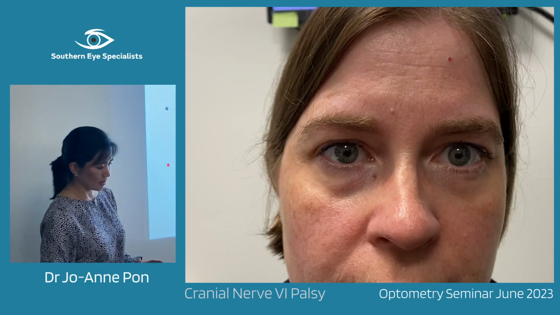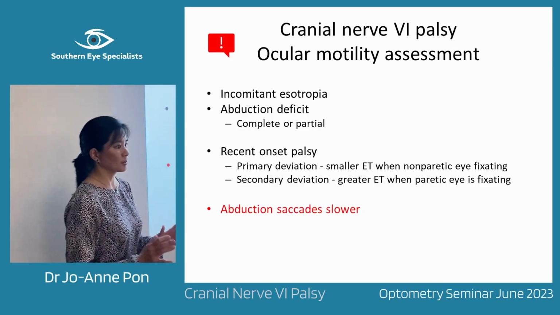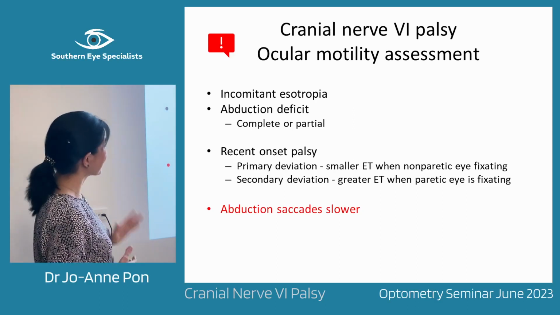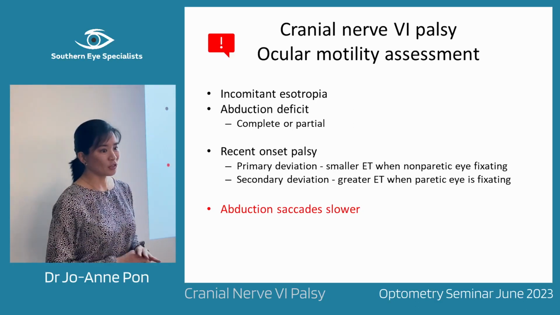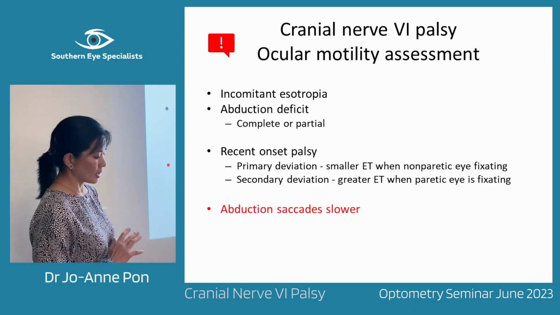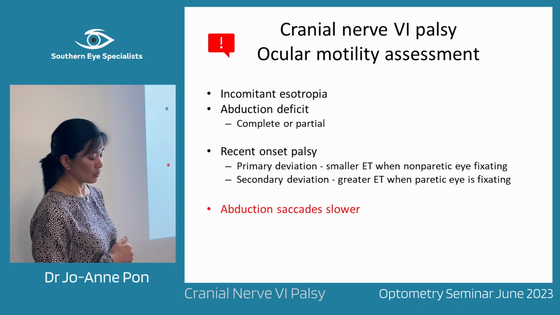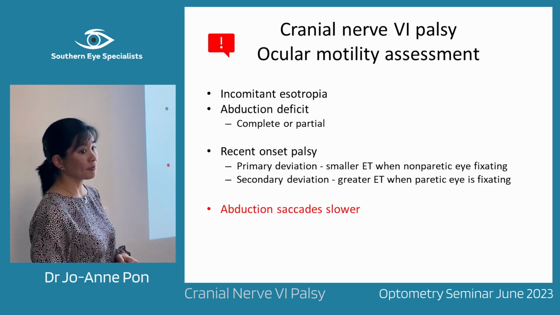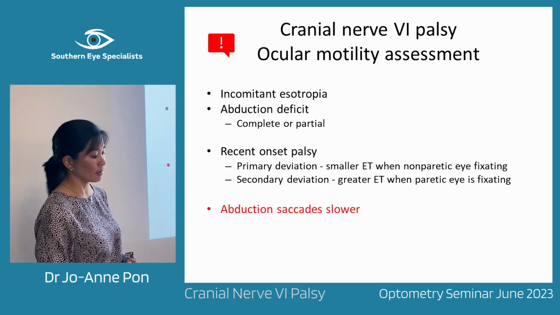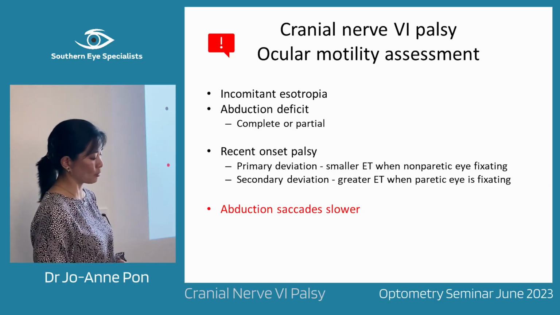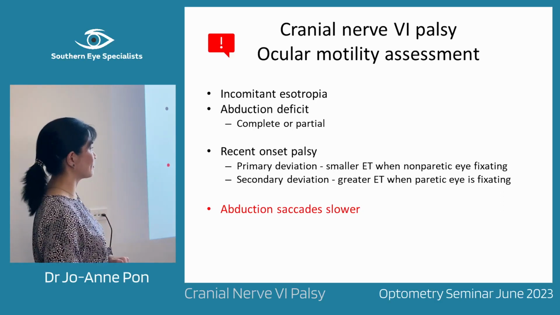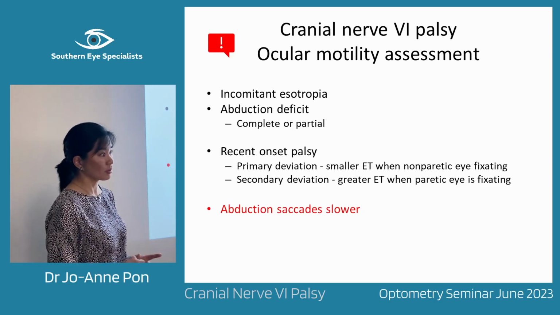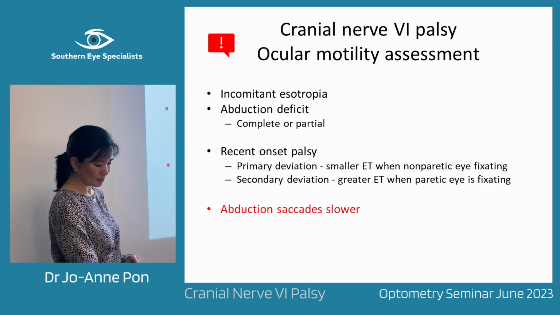Right, so this is gold. After this you can fall asleep. This is what you want to take home. 6th nerve palsy, new onset, needs an assessment and referral. Incomitant esotropia, there's an abduction deficit, and sometimes it can be really subtle, and a case later on will illustrate that point. But look for that secondary deviation, and look for the abduction saccades. It can be quite subtle.